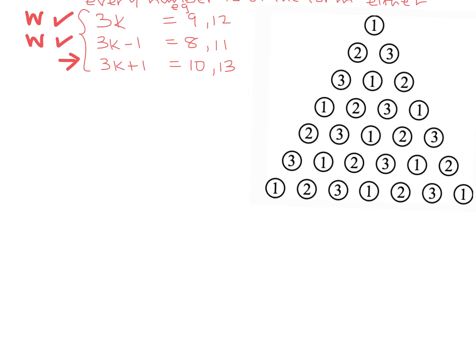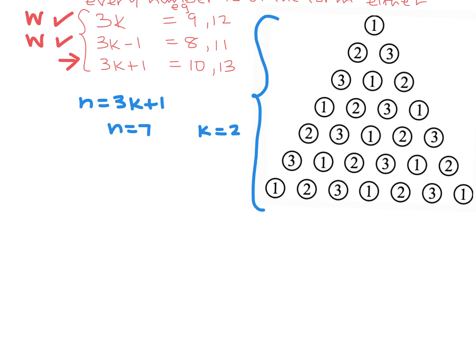So here is a diagram for 3k plus 1. n now in this diagram equals 3k plus 1. In particular, it is 1, 2, 3, 4, 5, 6, 7. N is 7. So I guess k equals 2. Is that right? 3 times 2 is 6. 6 plus 1 is 7. Okay. So we have to now see if this is winnable.